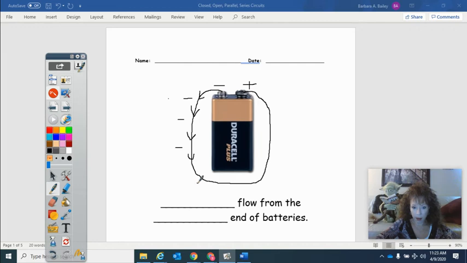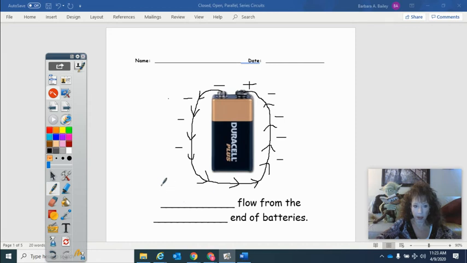And it's flowing around and around and around. Okay. And these are negative electrons. They come out the negative end and return to the positive end or terminal. Okay. So we're going to write that here.